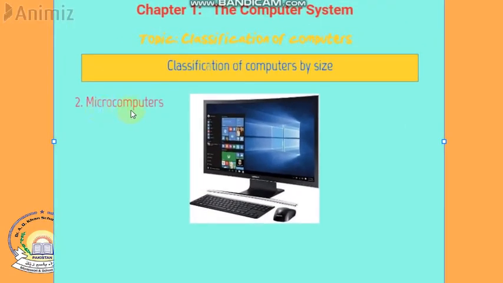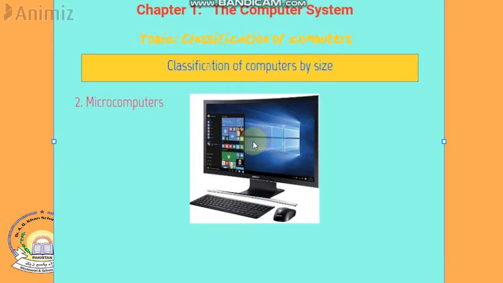Another type of computer is called a microcomputer. Micro means small, and they are called microcomputers because they have a single microprocessor in them. So micro means basically small, but they're not small in size. It is a small computer that is used by one person at a time. So no more than one person can operate these computers at a time.